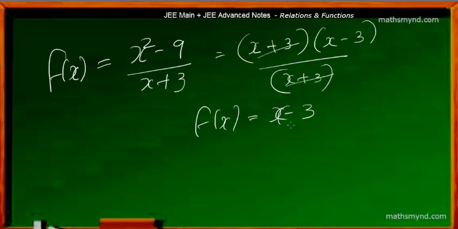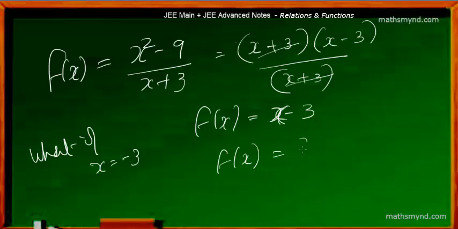But wait a minute, what if we introduce −3 here? That is, what if x is −3? Now you'll be getting quite a tough situation, because you'll be getting (x² − 9)/0, and this is a tough situation because division by 0 is undefined.